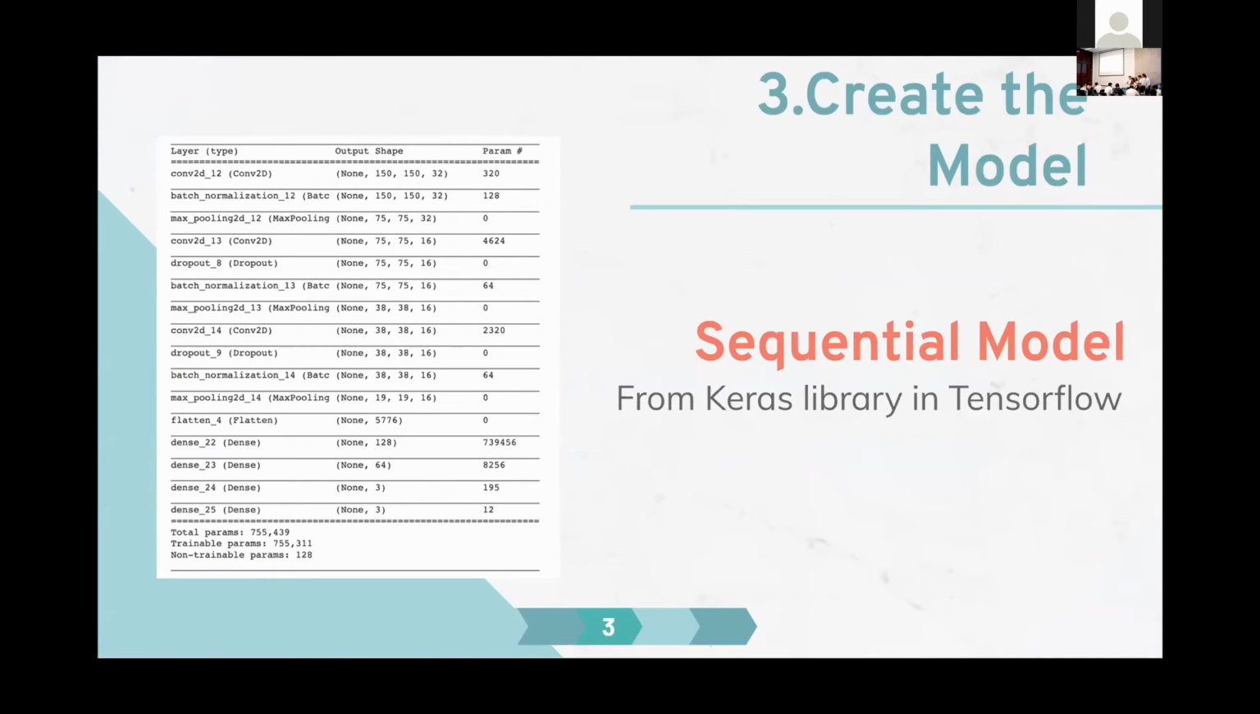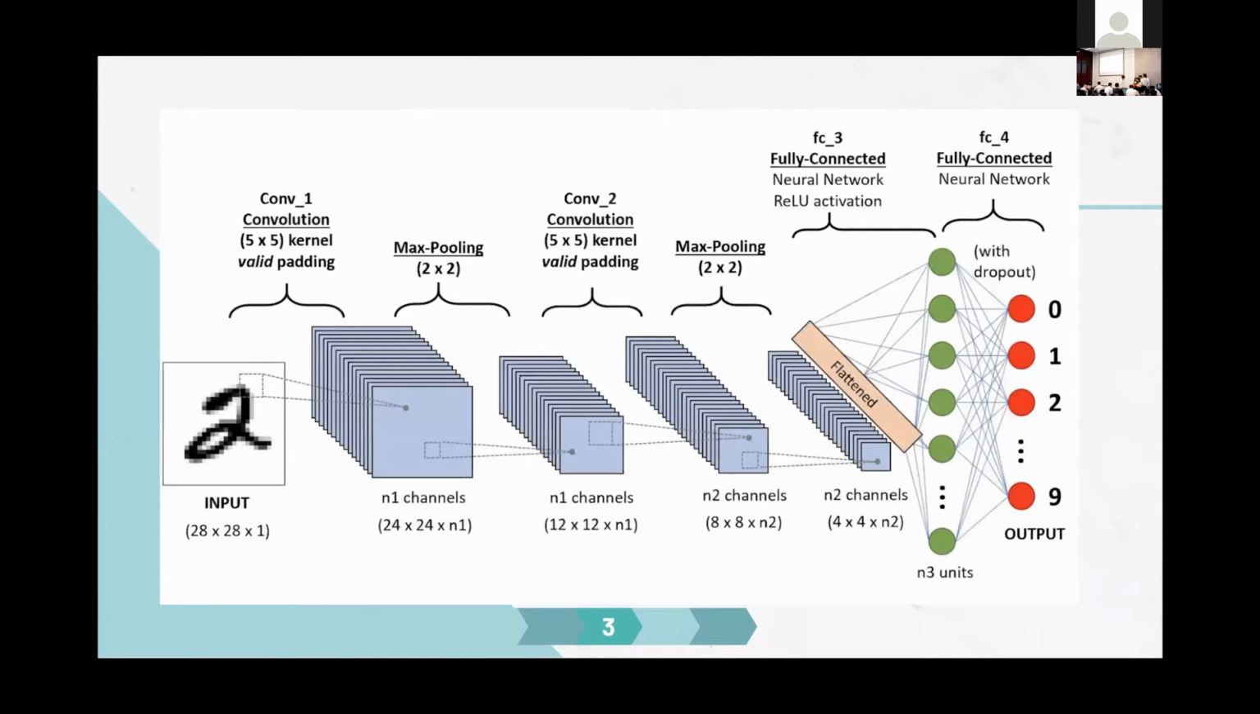Next, we will create a model, which in this case, we use the Sequential model from Keras mainly in TensorFlow because it is easier. It is a basic linear model which is appropriate for a plain stack of layers, where each layer has exactly one input tensor and one output tensor. This is how our sequential model looks like. We will go deeper into each layer of our model.